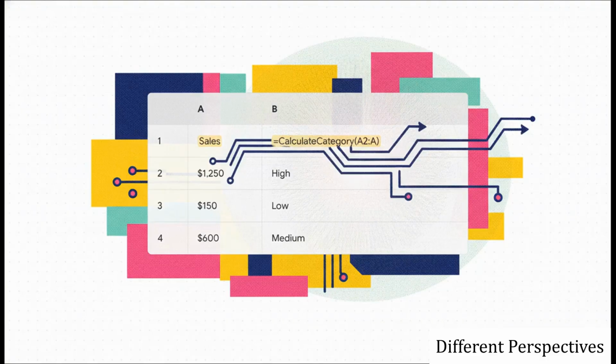And this is the dream state. That ridiculously long formula from before is now hidden away inside a beautiful, simple function called equal calculate category. Now anyone can read this, anyone can use it, and all that complex logic only had to be built one time. This, right here, is the peak of modern spreadsheet design.